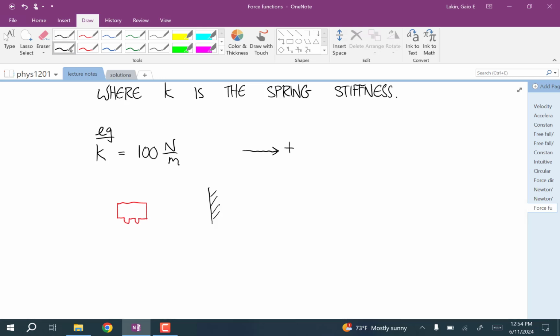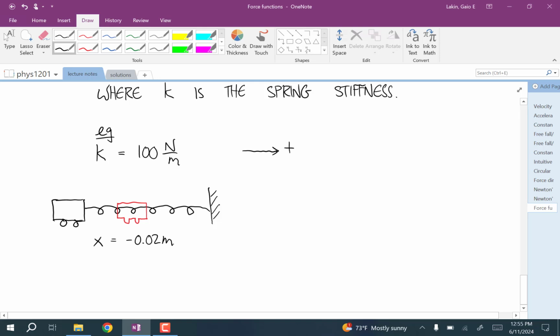Okay. And let's say that you move the object in the negative direction. So the black here represents the object's position after you've deformed it. Since the object is moved in the negative direction from its resting length, its position is negative, and let's give it a value. Let's say it's 2 centimeters. So x here is negative 0.02 meters.